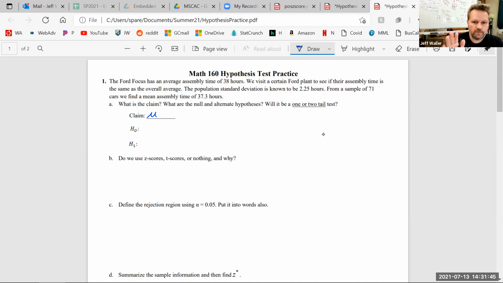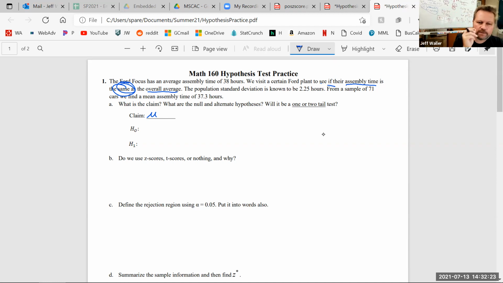Did somebody else get something different for the claim? What are we trying to check? Either it's a belief or something we're trying to test, because it's a hypothesis test. What is it we're trying to check to see? If the average assembly time is 38 hours, the same as the overall average. That is what we're trying to test. Does that make sense? So would it be equal to then? Good. The sample is what we do to check it.